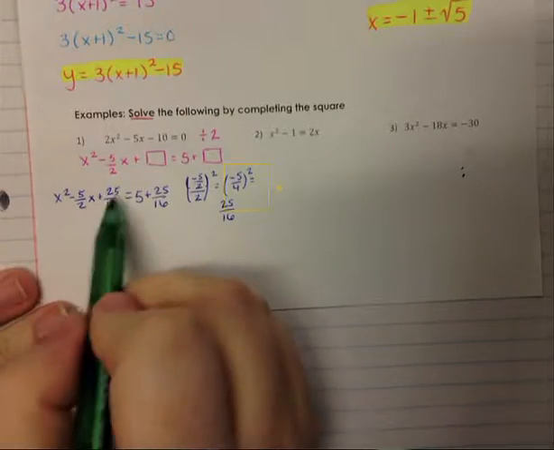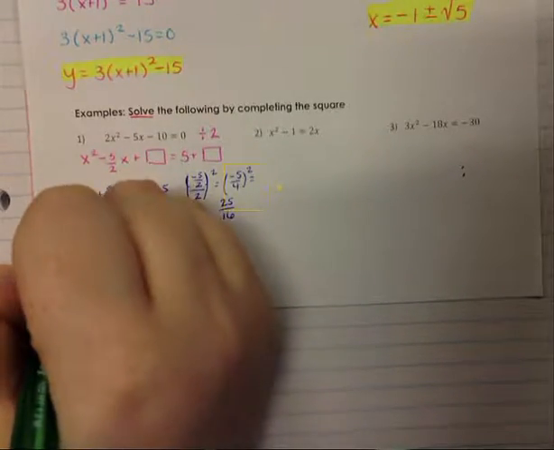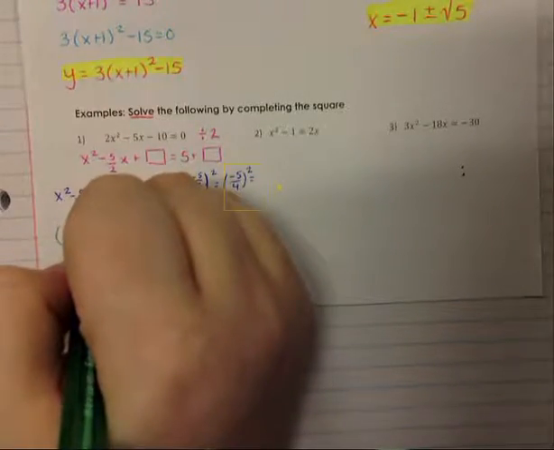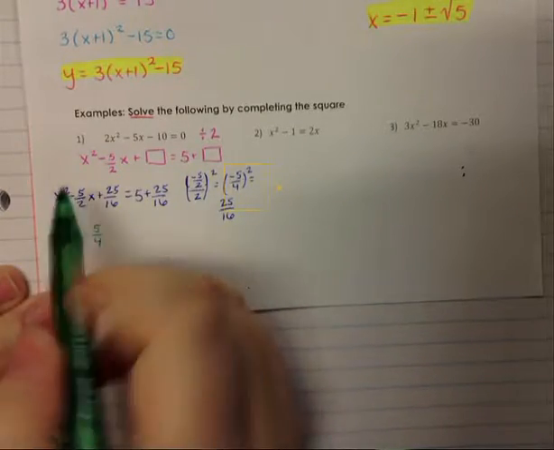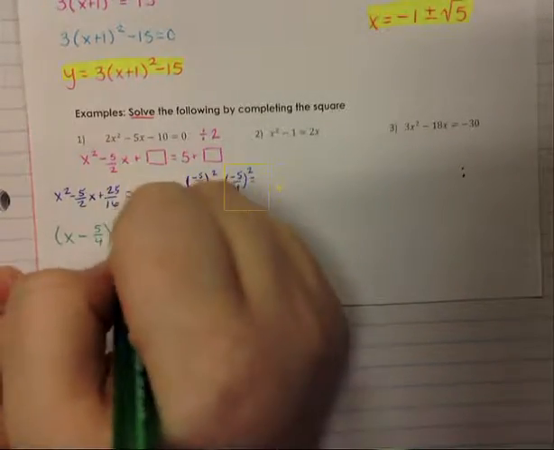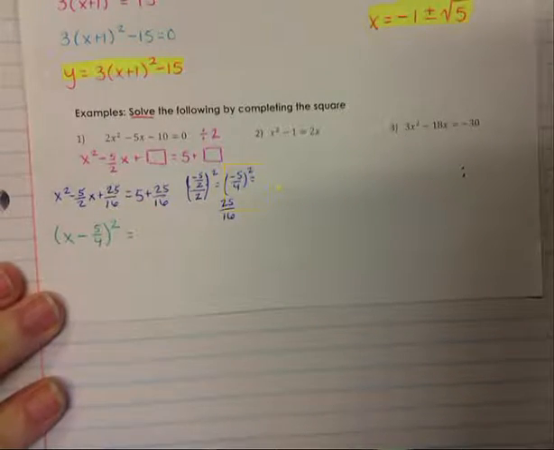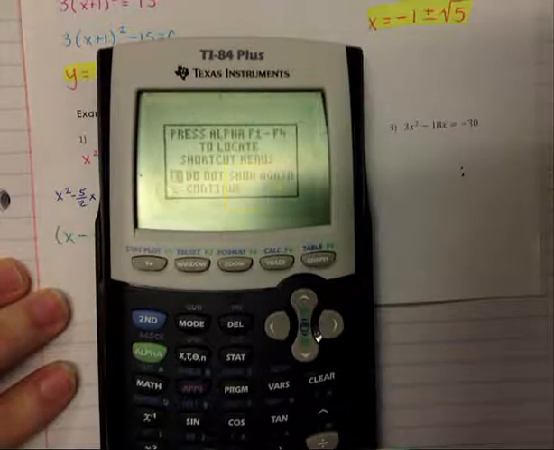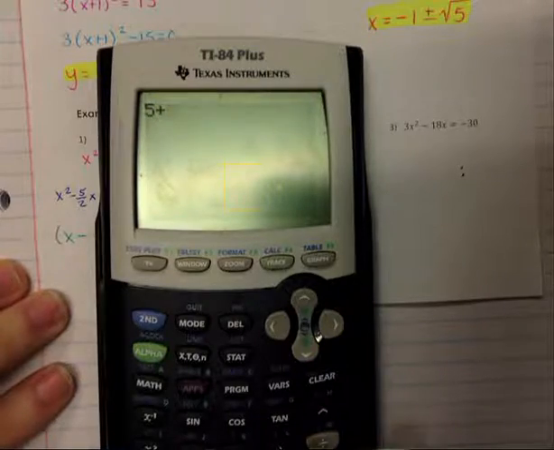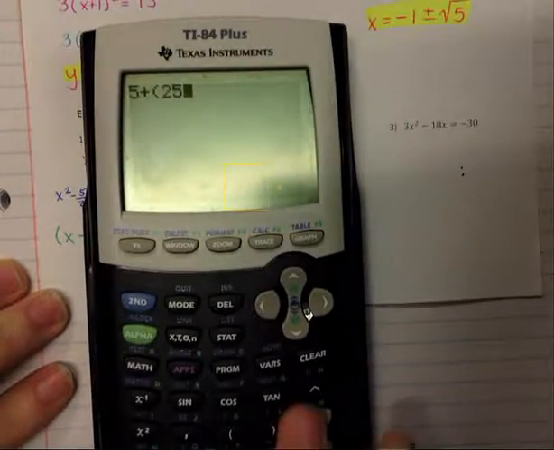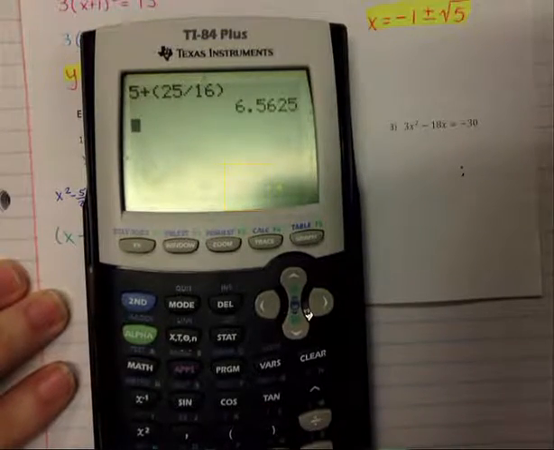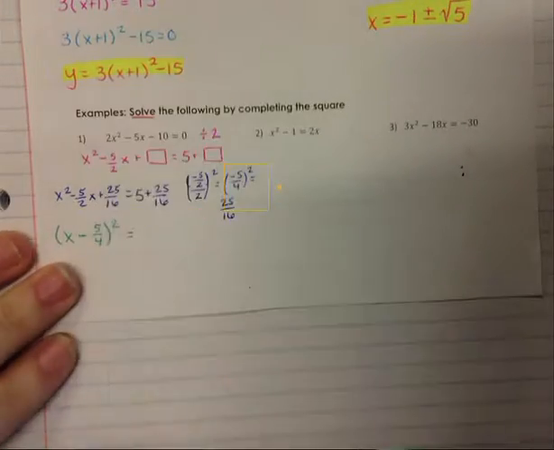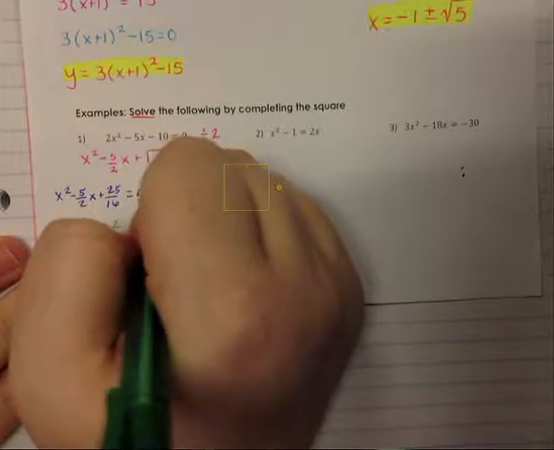This next part, this will factor. This will become x, the square root of x squared is x, the square root of 25 over 16 is 5 over 4, and we do have a negative sign. Squared is equal to, now we need to combine 5 plus 25 over 16, so I am going to use my calculator for that just because it's a little bit simpler. So I have 5 plus, I'm going to put parentheses around my fraction, 25 over 16, close parentheses. Now I do want it back as a fraction, so math, enter, enter. I get 105 over 16.